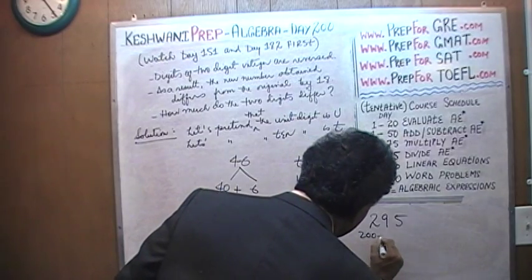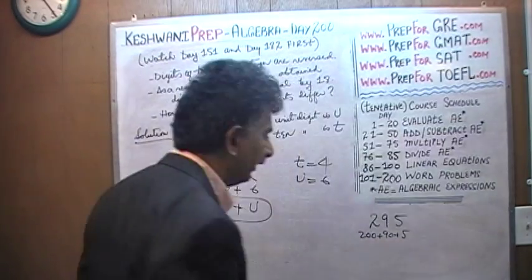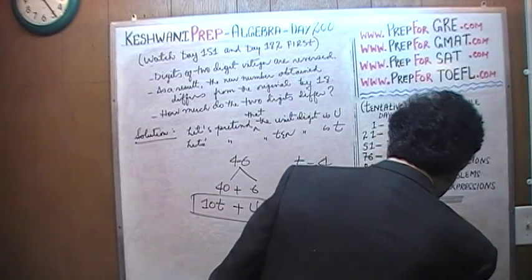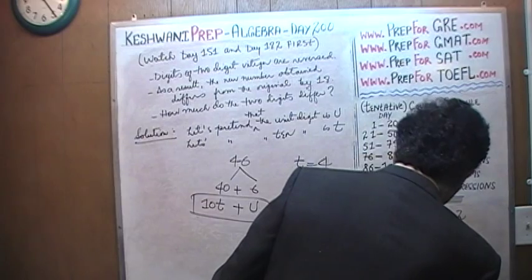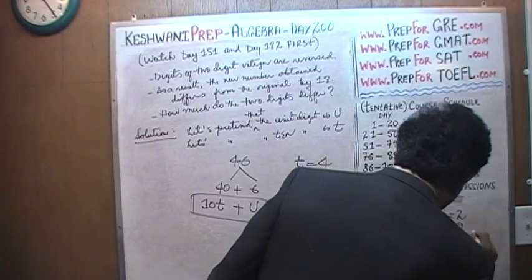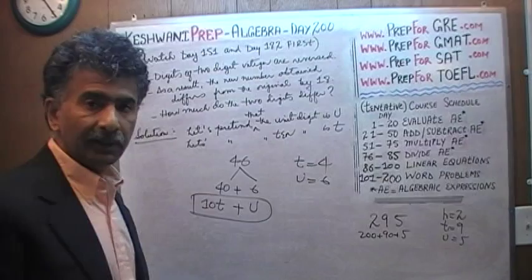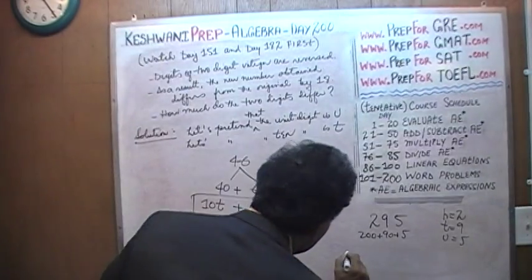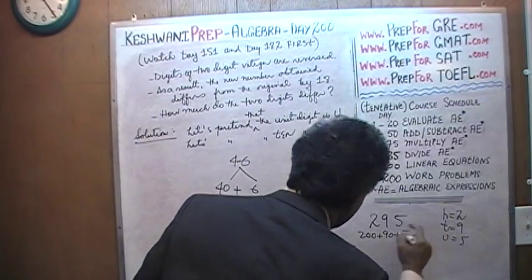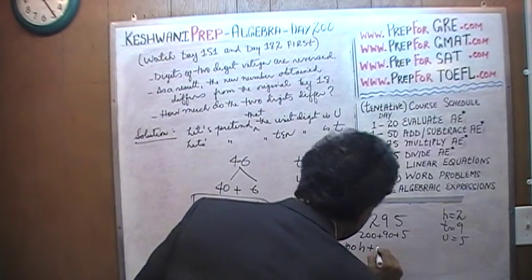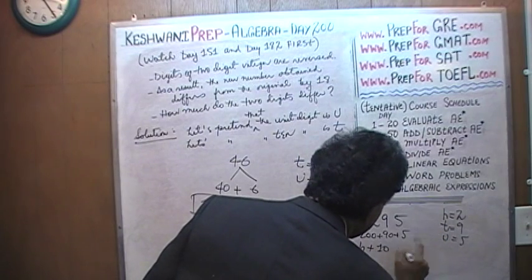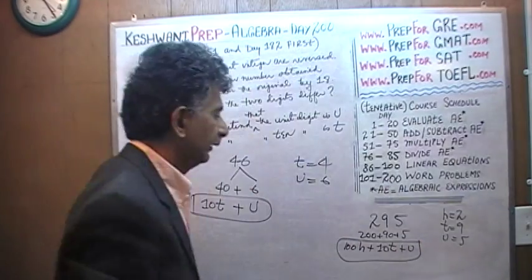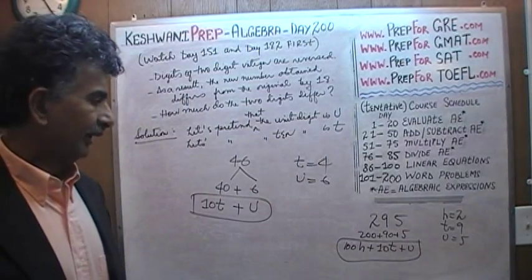It is made up of 200 plus a 90 plus a 5. I erased everything, I shouldn't have erased it. So h here equals 2, t equals 9, and u equals 5. Therefore, 295 is to be expressed in the language of algebra as 100 times h plus 10 times t plus a u. Voila. That's how we express a 3-digit number in the language of algebra.